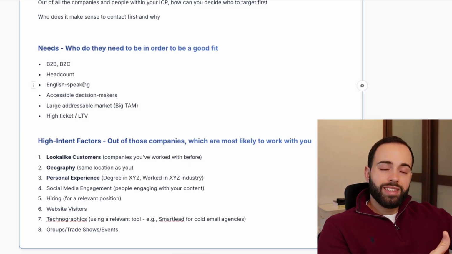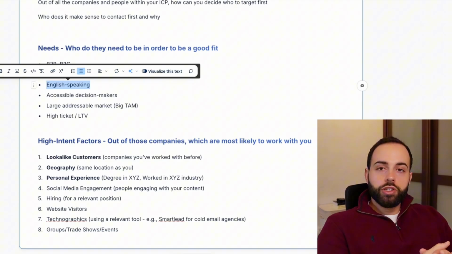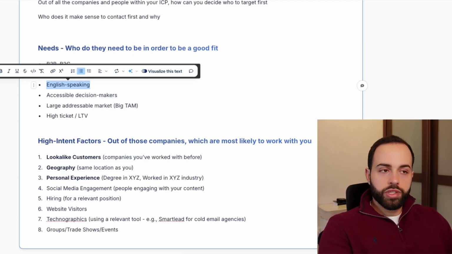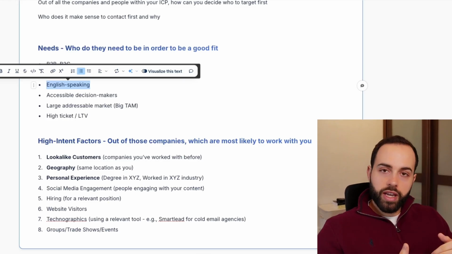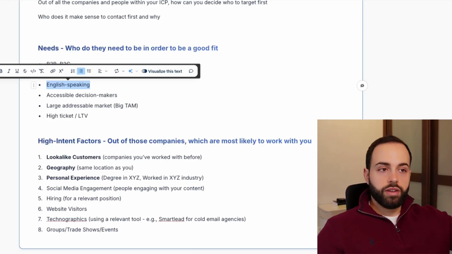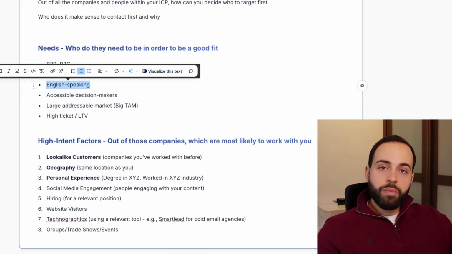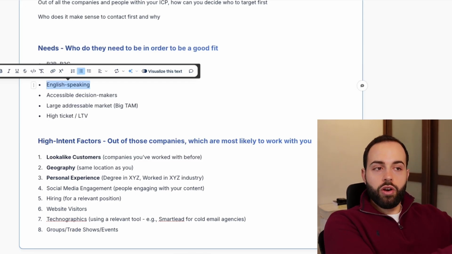The next thing we need is English speaking. We need these companies to be English speaking. We need the people within the companies to be English speaking because we are English speaking. So even though, let's say, we want to work with marketing firms, if we work with a marketing firm that cannot communicate in English, then once again, they are not going to be a good fit. Or if they're reaching out to prospects and they're targeting markets that are not English speaking, the cold email scripts we're going to write for them are also not going to be a good fit. So this is also a need. Now we're essentially eliminating all countries that are not English speaking and all companies within those countries that are not B2B and not English speaking.